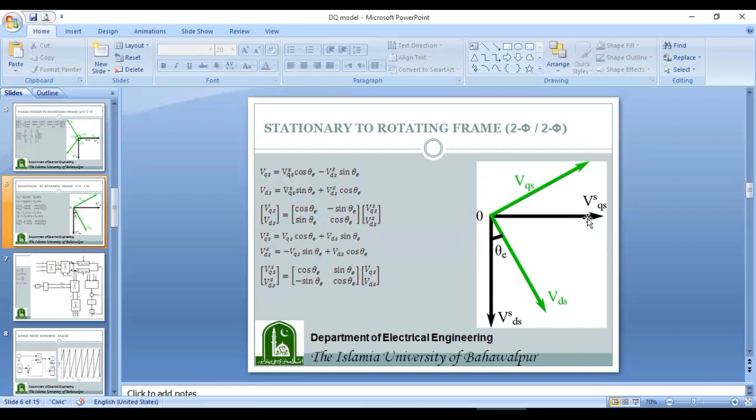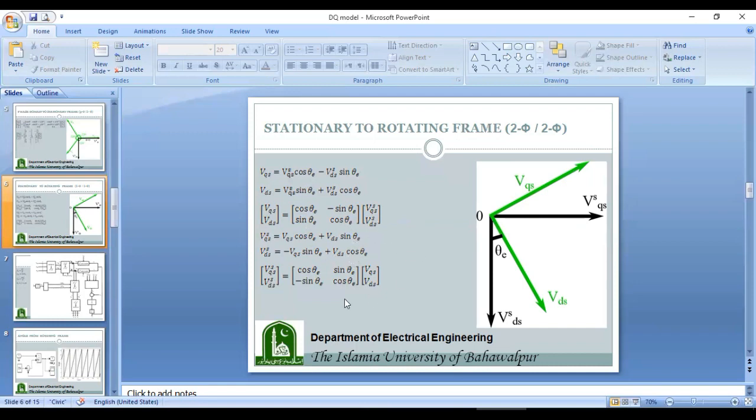Similarly, VQSS and VDSS can also be written in terms of VQS and VDS, and these are the transformations, and this is the transformation matrix. Now, the important thing is that if we assume omega e equal to 0, or the speed of rotation of this VQS and VDS equal to 0, then theta e will also be equal to 0, and in that case VQS will be lying on top of VQSS and VDS will be lying on top of VDSS, and they will be equal. So you can also check it by putting theta equal to 0 in this expression. So VQS will be equal to VQSS, and VDS will be equal to VDSS. Similarly, you can do the same for this set of equations. VQSS will be equal to VQS and VDSS will be equal to VDS.